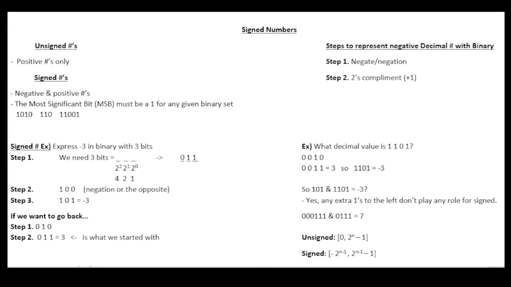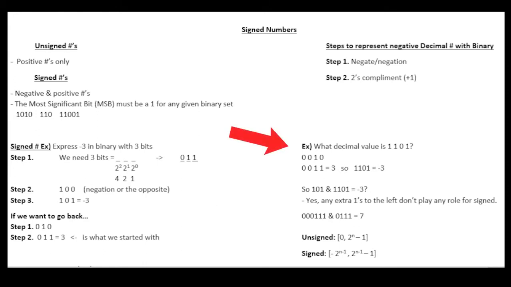So what happens if we want to go back? Well, again, from negative to positive, you use negation and 2's complement. So we change the 1, 0, 1 to 0, 1, 0, and then do 2's complement, add a unit of 1, and we go back to 0, 1, 1, which is a value of 3.